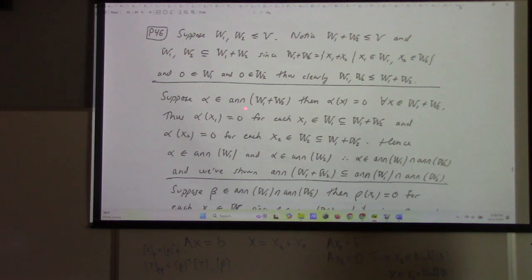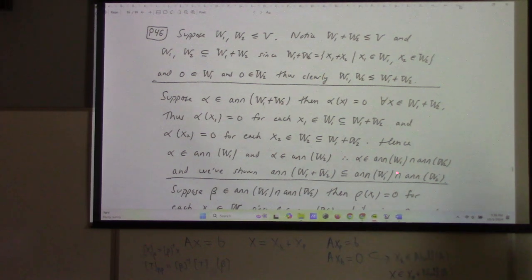If we have alpha in the annihilator of the sum of the subspaces, that means alpha of x is 0 for all x in the sum of the subspaces. But since W1 is a subset of that, alpha annihilates everything in W1. And since W2 is a subset of that, alpha annihilates everything in W2. Which is to say that alpha is in the annihilator of W1 and in the annihilator of W2, so it's in the intersection of the annihilators. Consequently, the annihilator of the sum is a subset of the intersection of the annihilators.